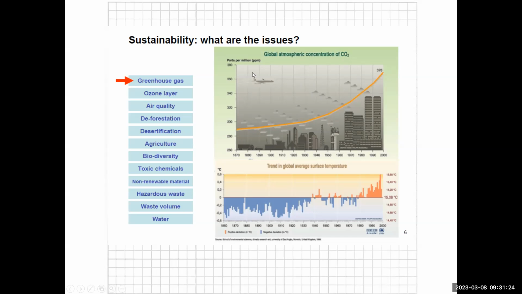Pollution's the problem also. This is parts per million, concentration of CO2, right? And we're way up here. We're past that. So not good. Very, very not good.